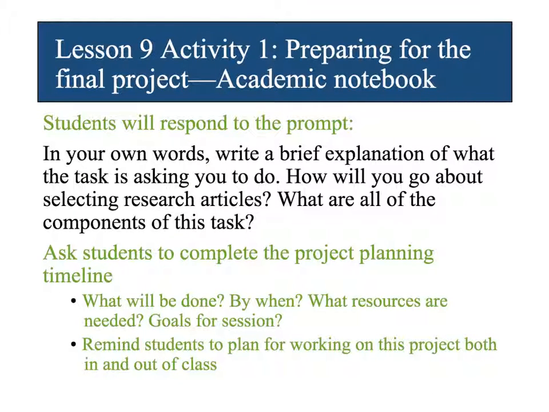Students need to think about the entire project to respond to this prompt in the academic notebook. In your own words, write a brief explanation of what the task is asking you to do. How will you go about selecting research articles, and what are the components of this task? And by asking students to generate this information themselves, they really need to focus on each part of the directions to be sure that they know what they're being asked to do, what they need to provide at the end, so it's not just a poster, it's also a handout, and what's expected of them throughout. So having them do this before they start to find their research articles should help them be able to narrow their focus enough to find stuff that's really going to be useful to them.